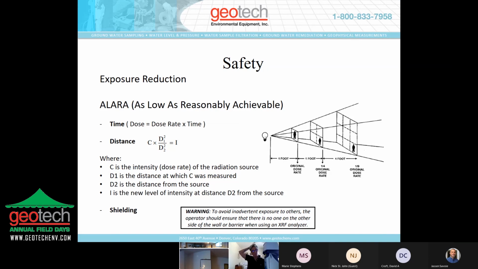Shielding is the 3rd principle of radiation safety. The instruments are mostly shielded with tungsten, and the test stands have a tungsten lining on them to make sure that you're not being exposed to the X-rays.